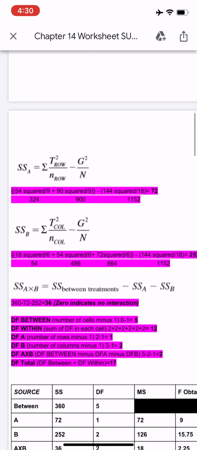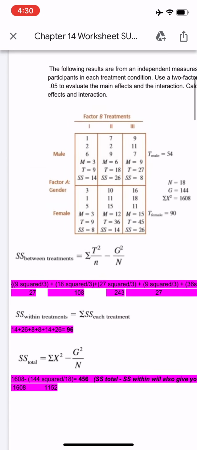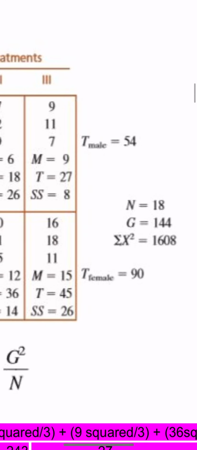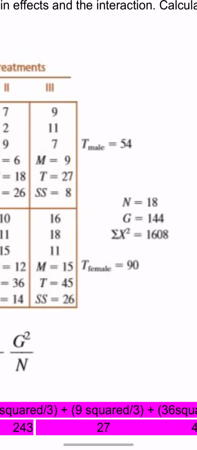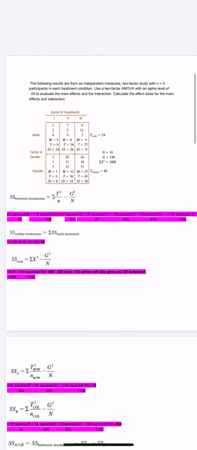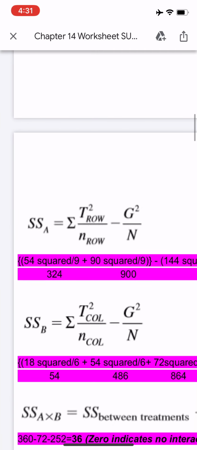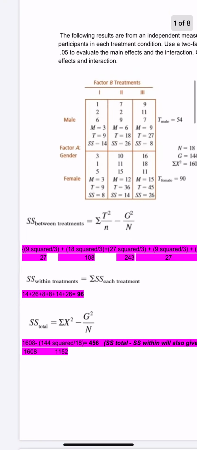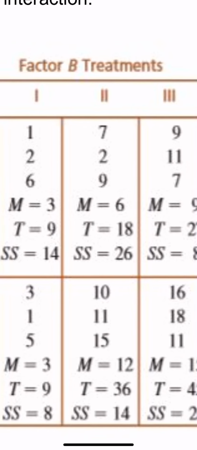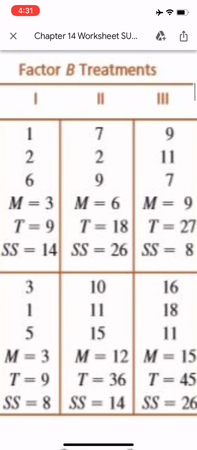So you have SSA, which is the sum of T squared row over N row. Rows are here, so it's the total of the rows, and here they're given. You'll see 54 and 90. Then you'll see 54 squared divided by N row, and that's 9. Why? Because there are 3 participants in each cell, and in this row there's 9: 1, 2, 3.